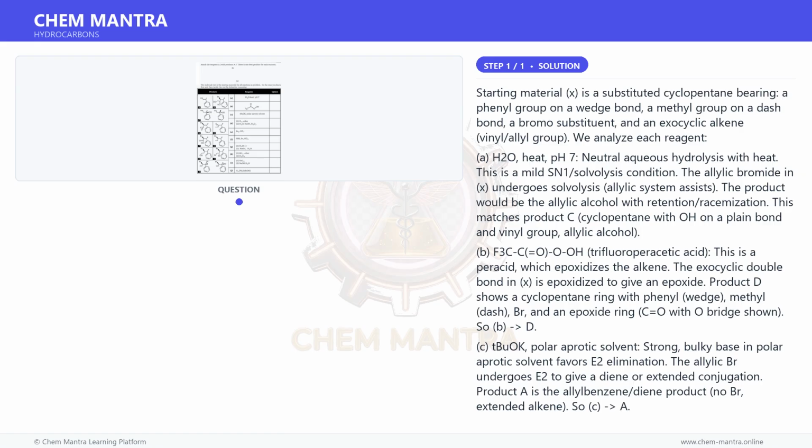So, H matches H. I: 1. OsO4; 2. NaHSO3, H2O, osmium tetroxide dihydroxylation, syn addition of 2 OH groups. The exocyclic double bond gives a syn diol. Product B shows the cyclopentane with phenyl on a wedge, methyl, Br, and 2 OH groups, the diol.